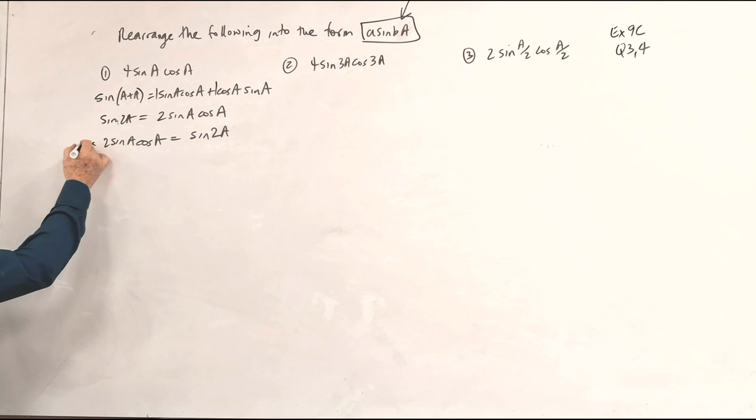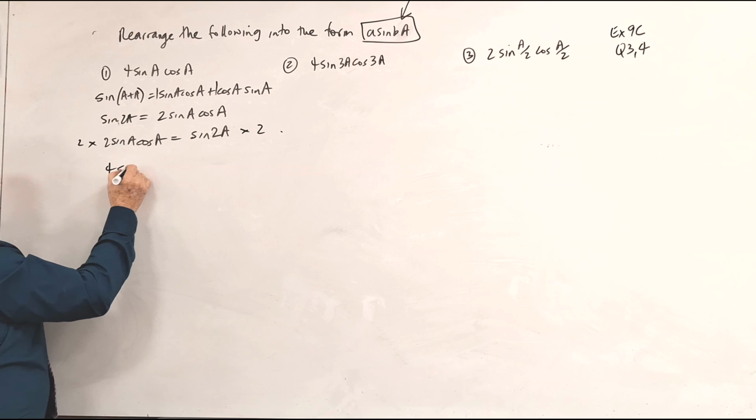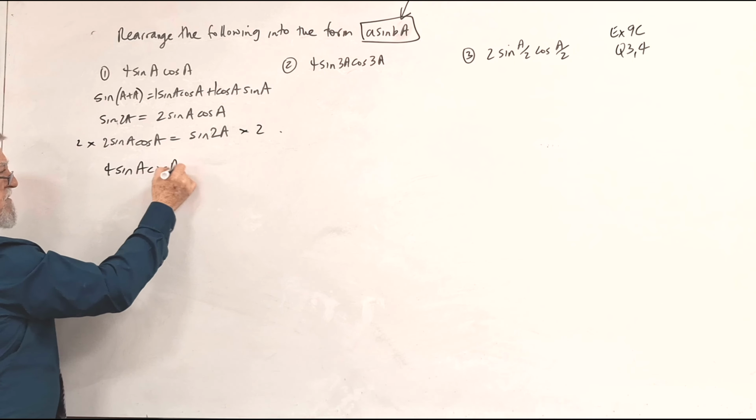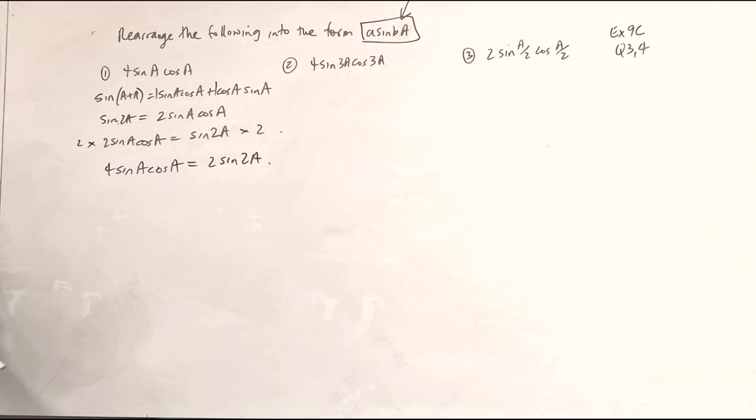Well, times this side by 2, I times that side by 2. And what have I got? Swap it the other way? Yeah, sine 4A, because that was being creatures of habit and your mind was elsewhere. So there's the answer to the question.